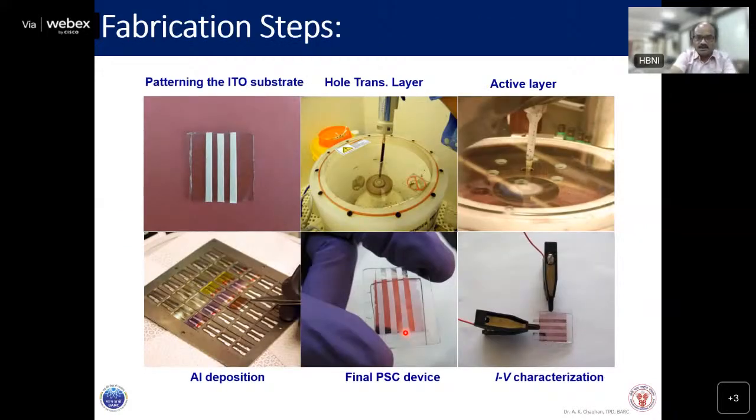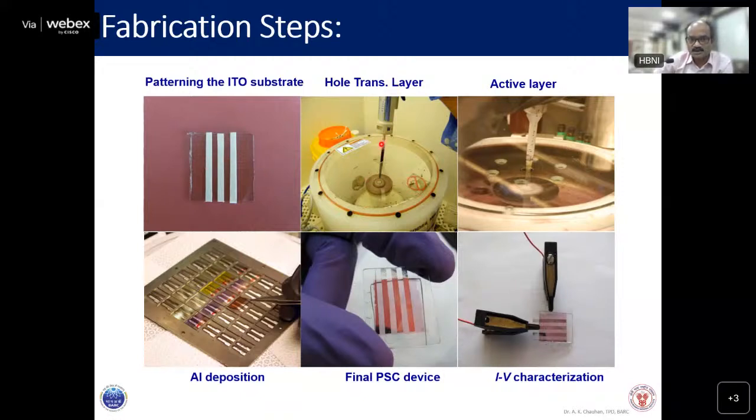These are some of the photographs. So this is for the patterning process. You have a glass substrate, and over that there is an ITO. You can see it looks transparent, though it is conducting. This side you have ITO. Over that you put certain strips, and after that this is a spin coating system. There you place it after the etching.